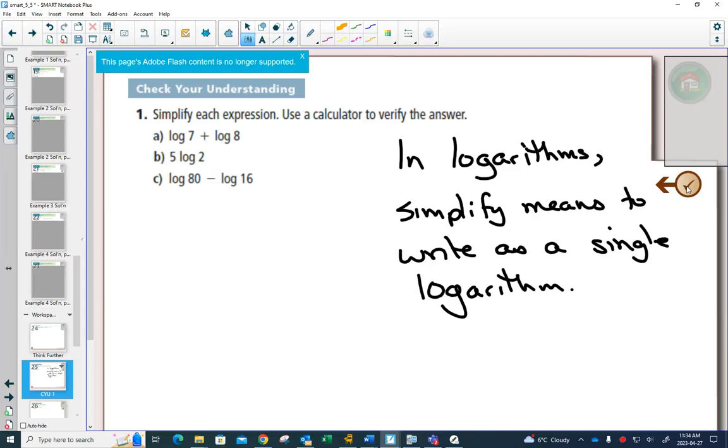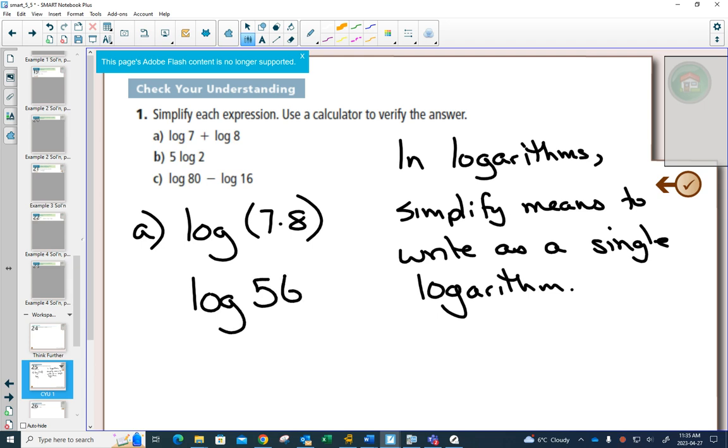So what we have in each of these questions is the right-hand side of those formulas. In part A, you have log 7 plus log 8. Is there a log law that says if you're adding on the right-hand side? Yes. If you're adding, it's the same as multiplying inside the logarithm, which will give us log of 56.